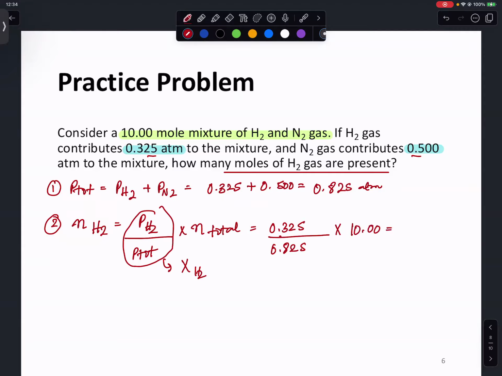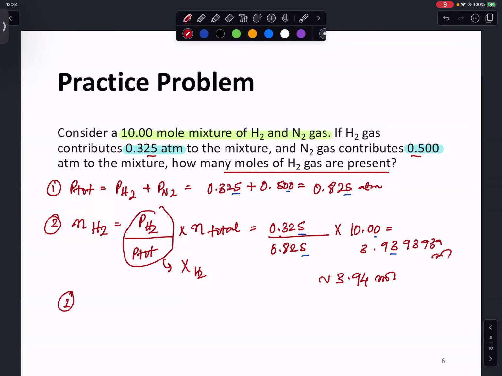And, oh, I forgot to track my sig figs. So 3 sig figs, 3 sig figs, 4 sig figs. My answer should be 3 sig figs. And this should give me 3.939393 moles. With 3 sig figs, this is going to give me 3.94 moles.